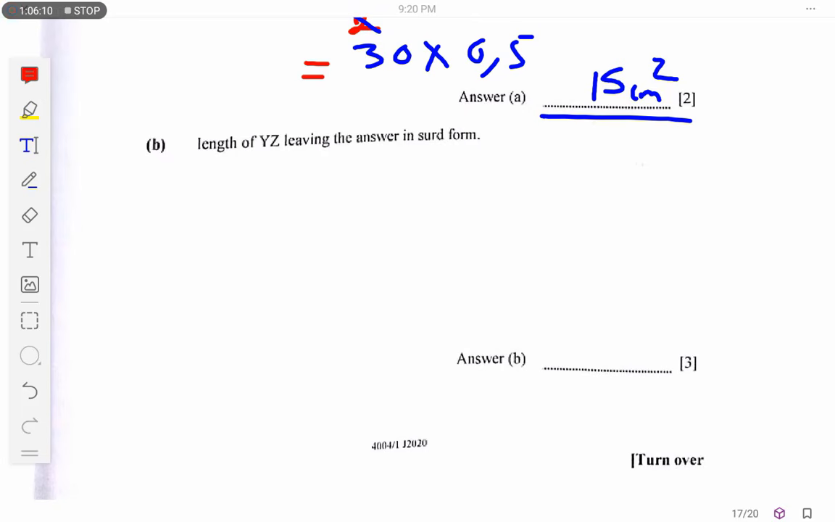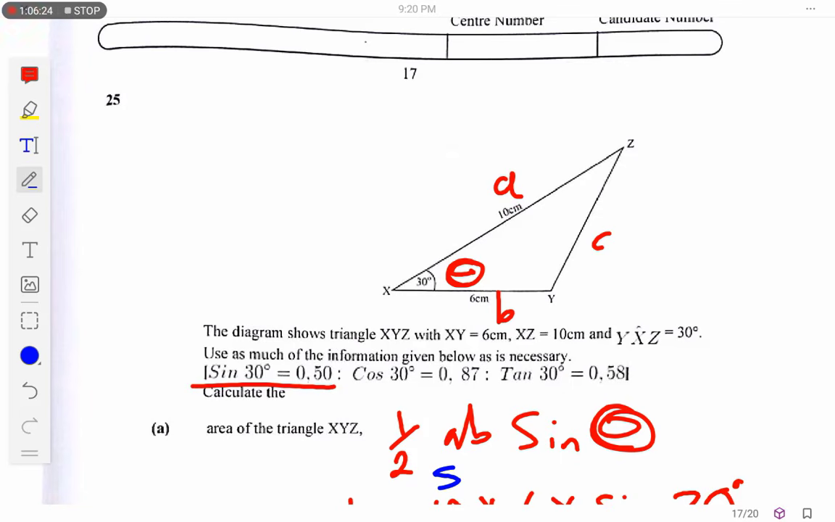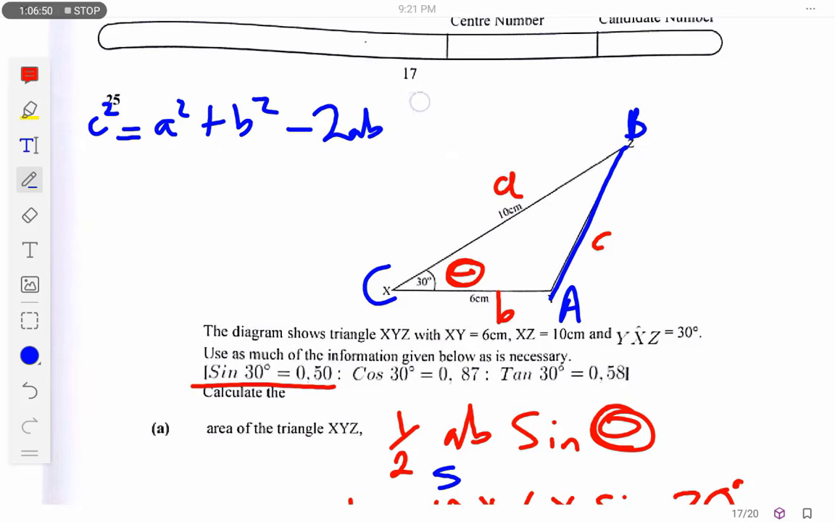Then they are now saying calculate the length of YZ, leaving the answer in surd form. So we want this side. Basically here we can use the cosine rule. Remember I said this is my C. So I can say this is big C, this is big B, this is big A, because people are used to A, B, and C. So we can say c squared equals a squared plus b squared minus 2ab cos C.